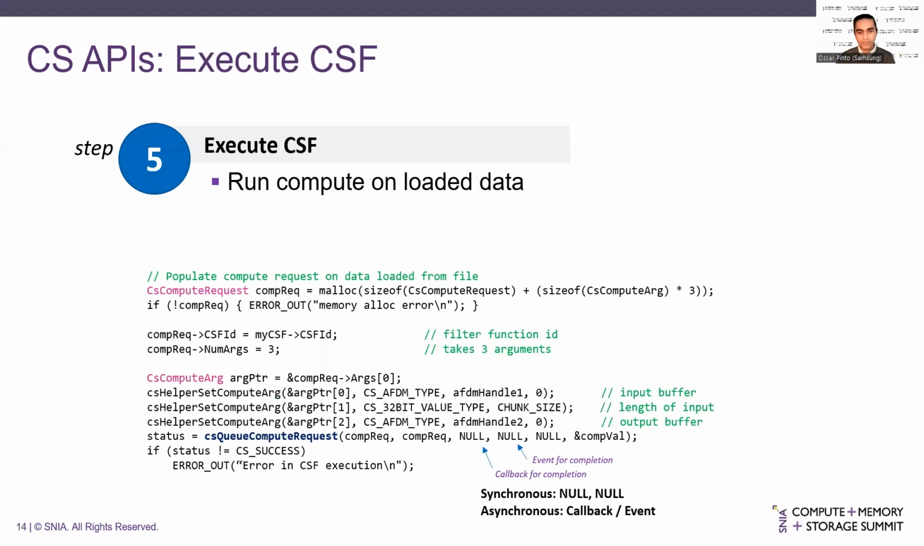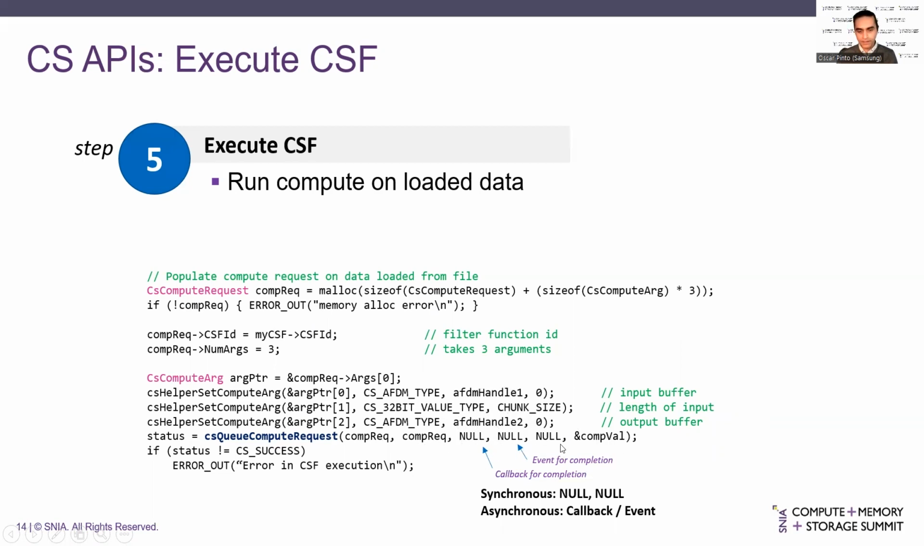In step 5, now you're ready to execute your compute request. You loaded data previously, and now you're going to run your data filter, that is your CAT filter. CSQ compute request is your API. Here you specify your filter function ID, and then your 3 parameters: basically your input buffer, which contains the data you previously loaded from storage, that is your animal data, and the length of the data that is populated, that is the data that you just read, and then an output buffer, which is a second handle to your device memory.